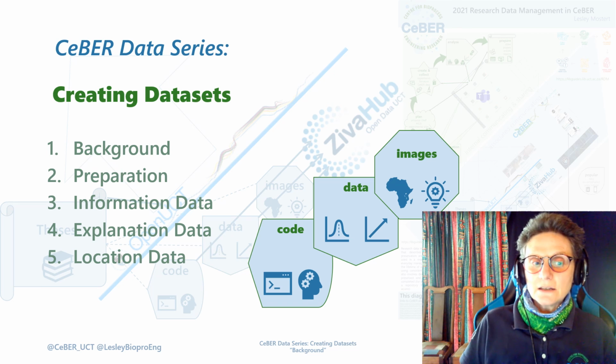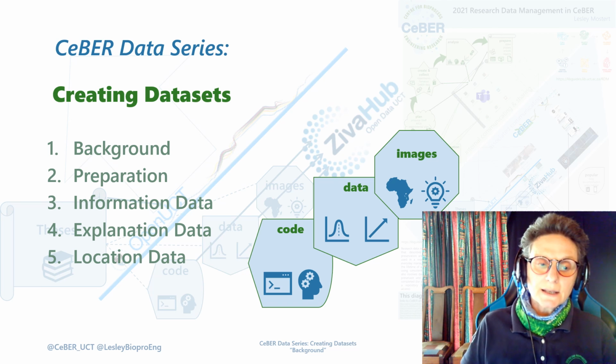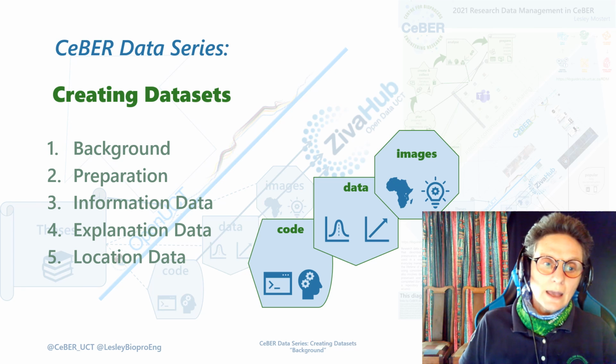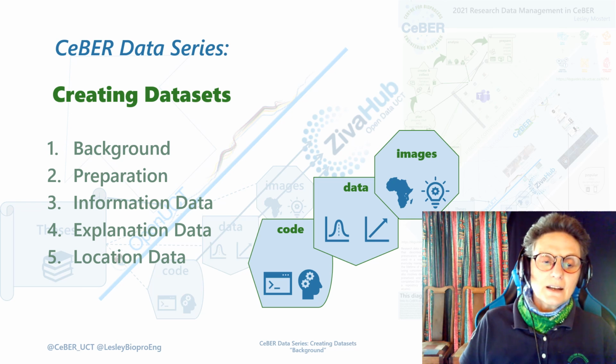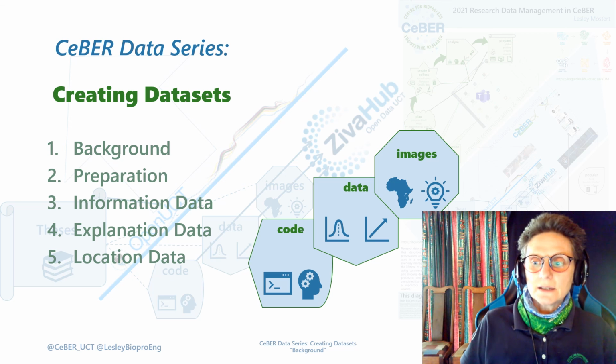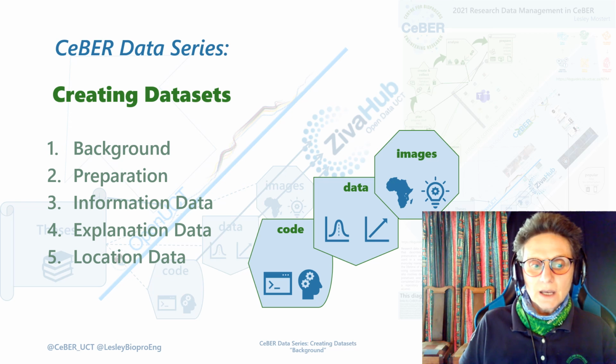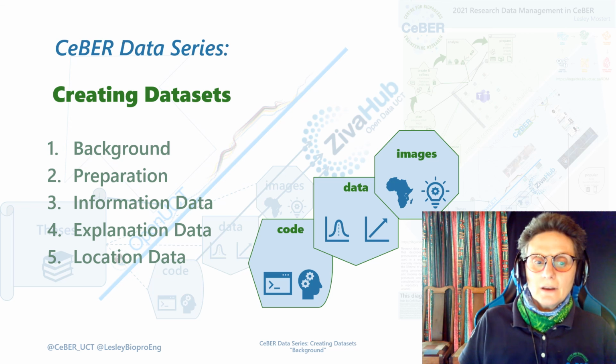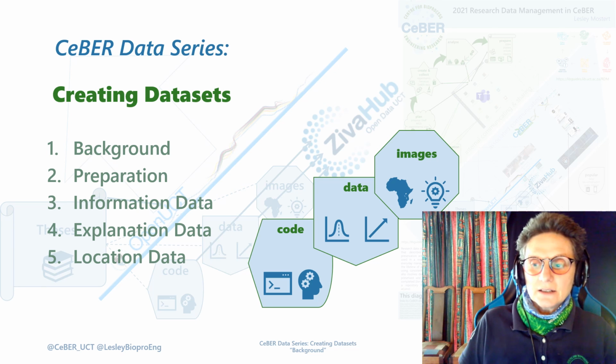So this is the end of this series on creating data sets. We've looked at the background behind why we have data sets published. We've looked at preparing our minds to get our thoughts around the data that we've got that we want to put in our data set. We've looked at the 3 different types of data and how to format them and get them out there so that our data set will be findable and accessible, interoperable, and reusable.